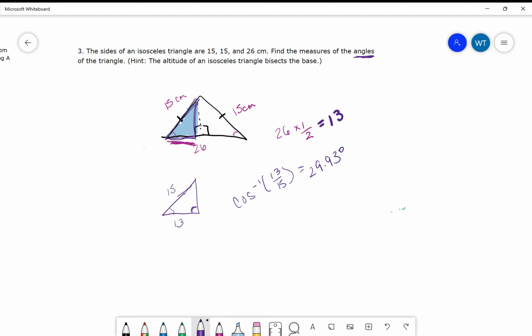And then we have to go from there to find this angle. Now we want to find this portion, this angle. So we have to do sine inverse. So it's 13 over 15 yet again.